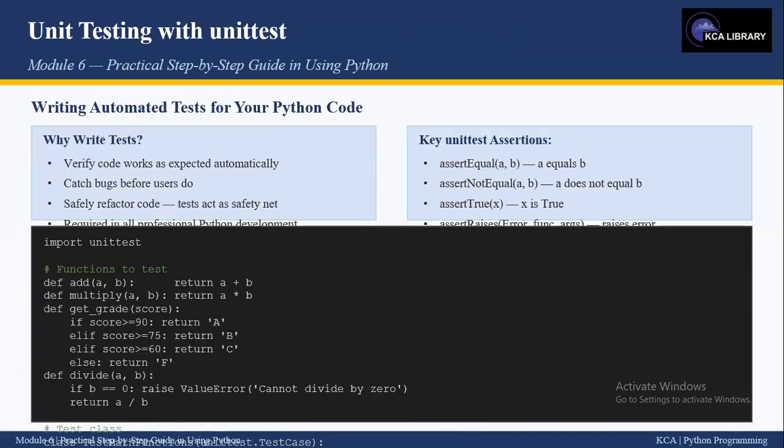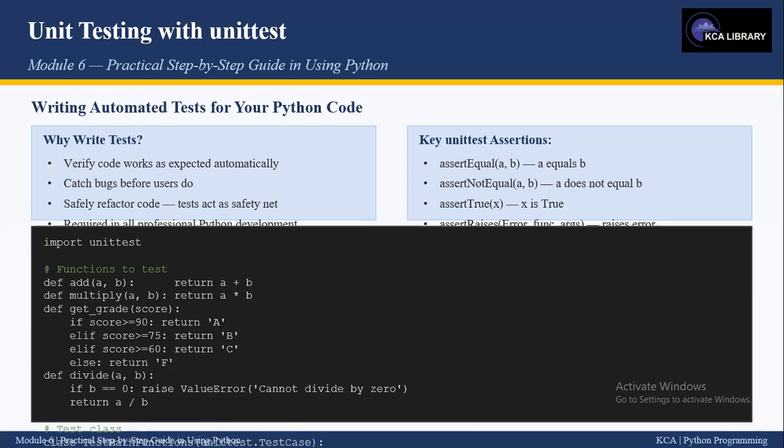Unit testing with unittest. Unit testing is the practice of writing automated tests to verify that individual functions work correctly. Python's built-in unittest module provides a structured framework for this. Tests are written inside a class that inherits from unittest.TestCase. Each test method begins with the word test and uses assertion methods to verify expected outcomes.